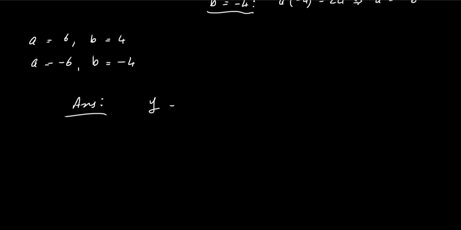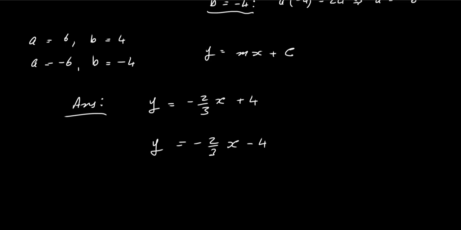So y is equal to the slope, minus 2/3. Remember, I'm writing this in the form y is equal to mx plus c. So it's minus 2/3 x, and then the b there was the y-intercept, which was plus 4. So there's one equation. The other one was y is equal to minus 2/3 x minus 4. The second line cut the y-axis at minus 4. So there are my two answers, and that's this question done.